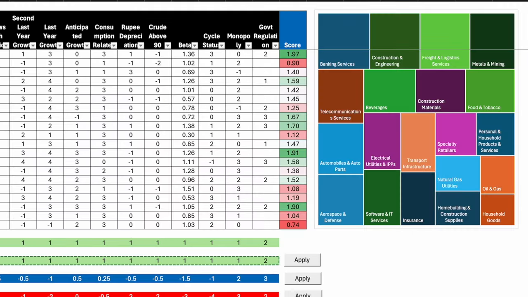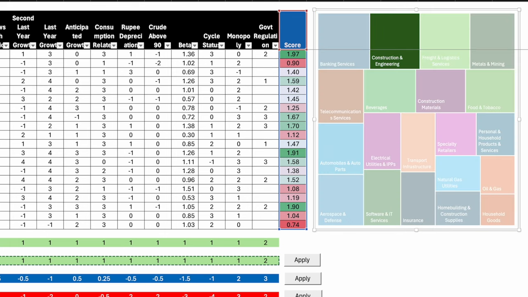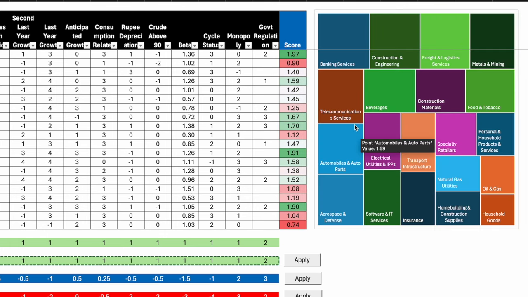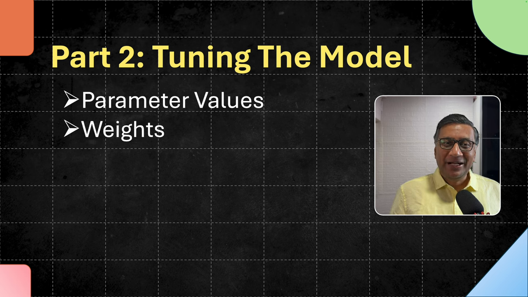The next section is a heat map representation of the scores. So very clearly, banking with a score of 1.97 is the biggest one, followed by construction and engineering, freight and logistics, metals, telecom and so on. The least preferred is household goods with a score of 0.74. In this section, we learn how to tune the model, parameter values, the weights. A combination of these will give you a score. Relative score among sectors helps you decide which sector is more investable.